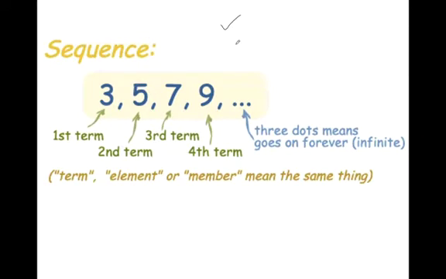So for this sequence, we start with the first term, which is 3, then the second term, which is 5, and so on. The third term is 7, the fourth term is 9. And these 3 dots are actually important because those 3 dots mean that it goes forever. A sequence doesn't just stop at the last number. These dots tell us that we keep continuing along this same pattern.